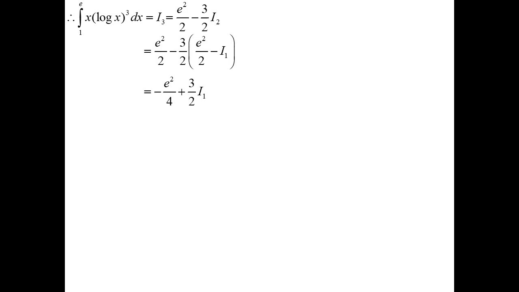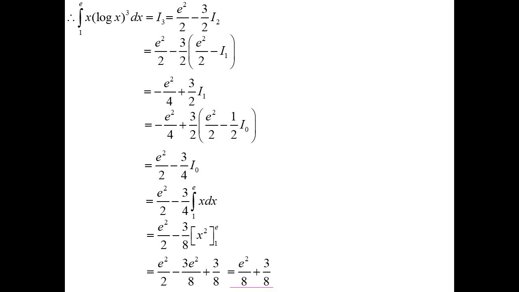Now I_1, and so I've now got e squared on 2 minus 3/4 I_0, and in fact our integral now doesn't even have log in it, because we've got (log x) to the power of 0, which is 1. And all I've got to integrate is x, which is of course a half x squared. I can now sub in, let's tidy that up, and we get a final answer. So we reduce it down.